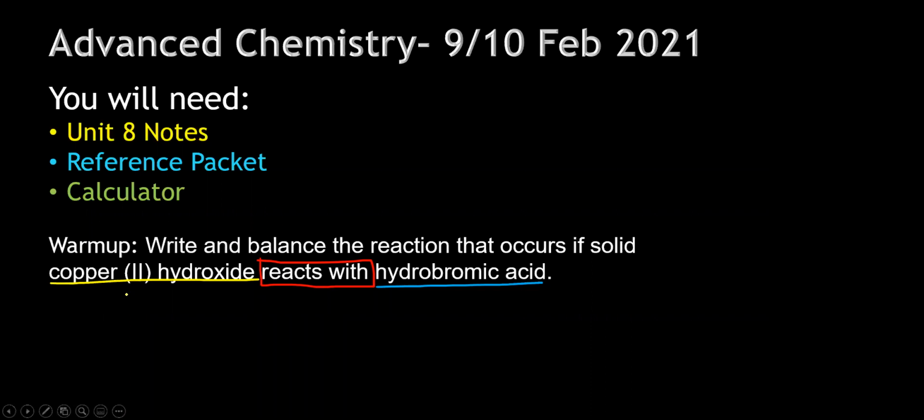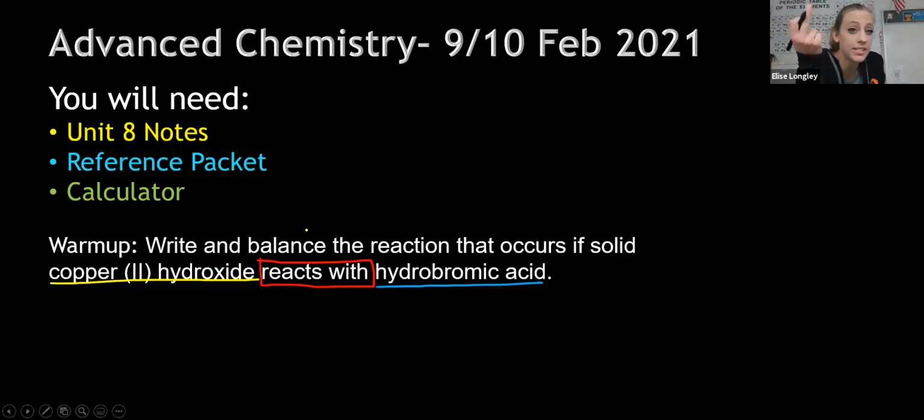Because it says reaction. Yes, I know that sounds silly, but sometimes our brain misses those things, like they glance over, especially when we're stressed on a test and we feel like we're a little bit behind and that timer's a little farther along than we like. We tend to skip important words. So when you see words like reacts with, it's really important we stop and take note of those. So we know copper 2 hydroxide reacts with hydrobromic acid. Those are going to be reactants, which means we're going to have to figure out the products.